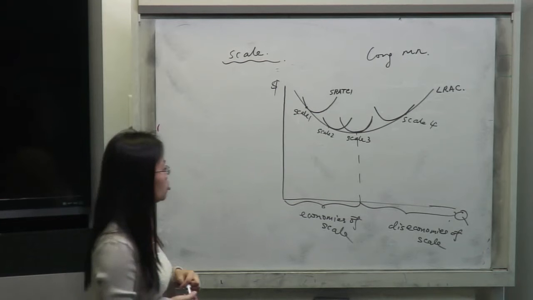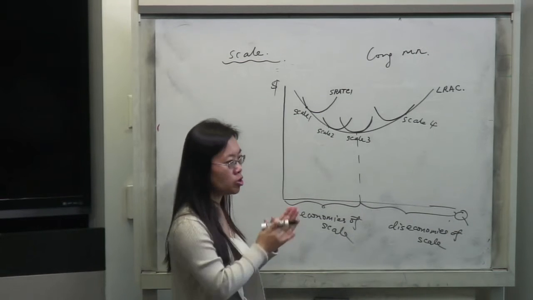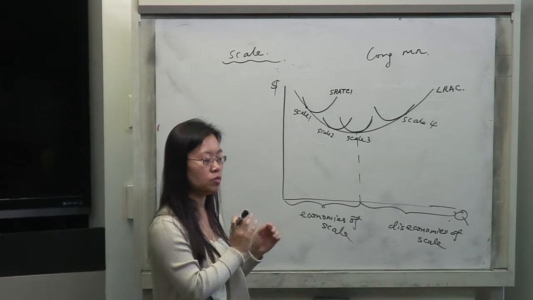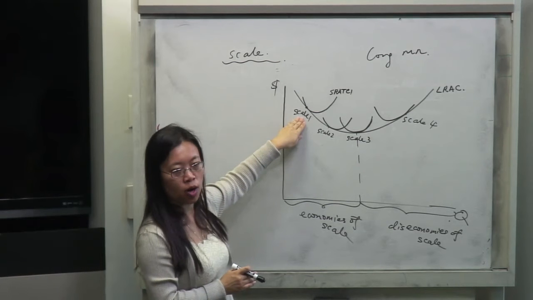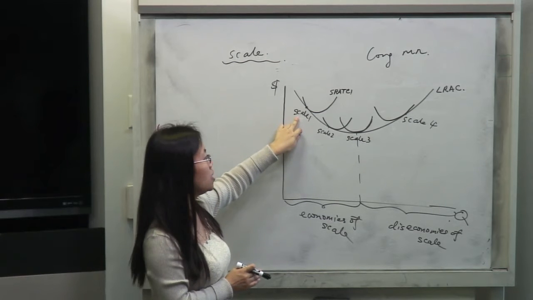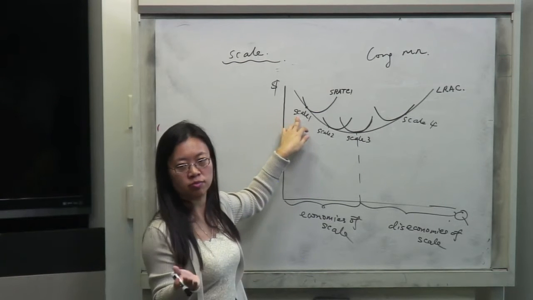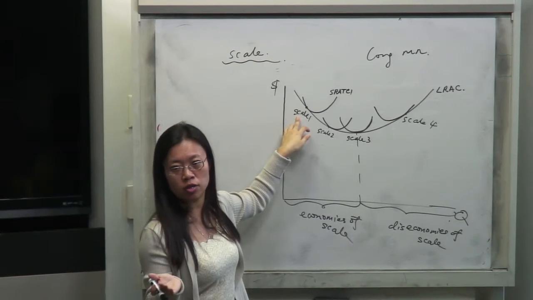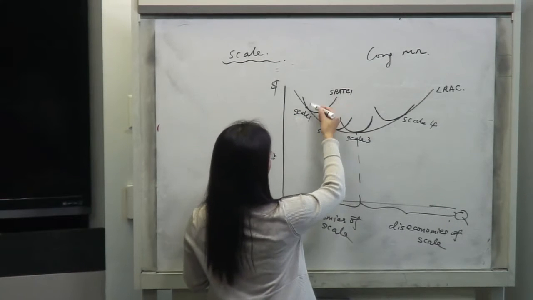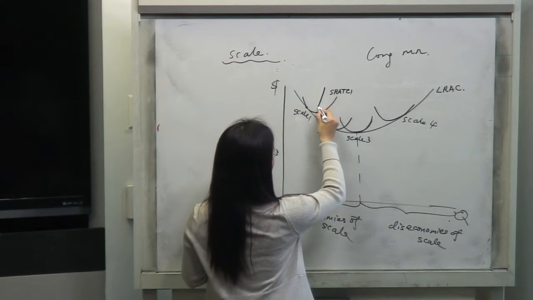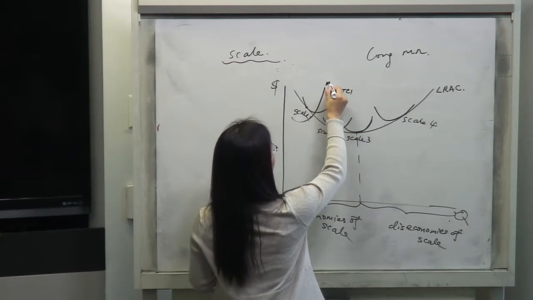Okay, so now let's continue with our discussion. Let's suppose the firm is choosing scale 1. Once this is determined, the firm makes its decision in the short run, right? It determines output. So we know this is a short-run average total cost curve, and also we know this is the marginal cost curve.